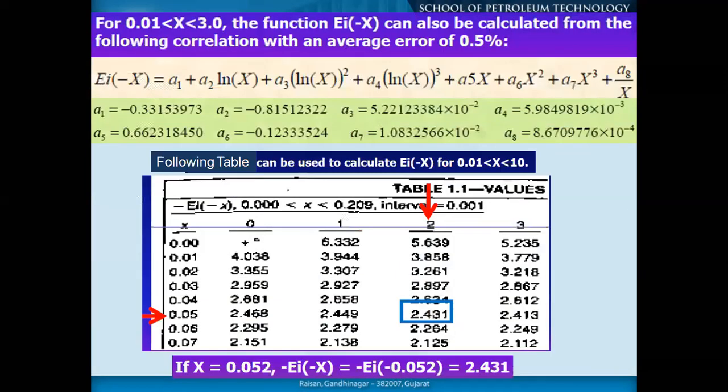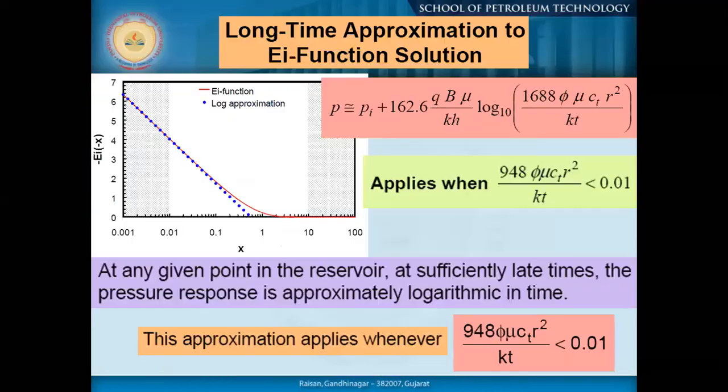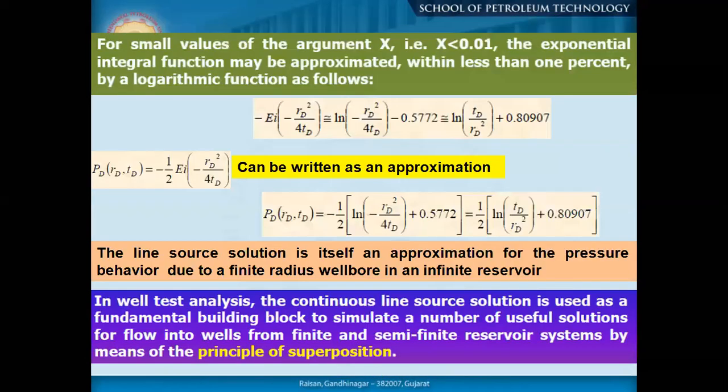Okay, so the approximation I have discussed. What mathematical formulas are generally used? For small values of x, less than 0.01, the exponential integral function may be approximated within less than 1% by logarithmic functions as follows. So whenever we have an x value less than 0.01, we need to take the logarithmic function.